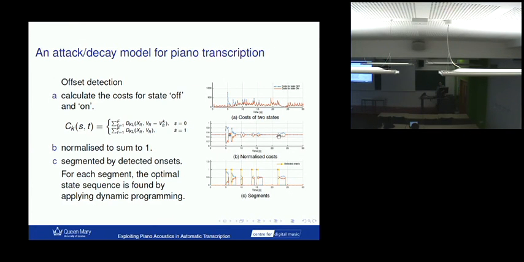So we segment the whole piece by the detected onsets. For each segment, we try to find the offset by applying dynamic programming, but we also tried just smoothing this normalized cost. They also give us very similar results. So maybe later we'll use just some thresholding on the normalized cost, because it's already very clear where the pitch is, where the note is.